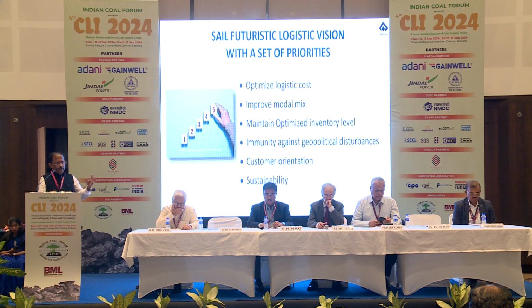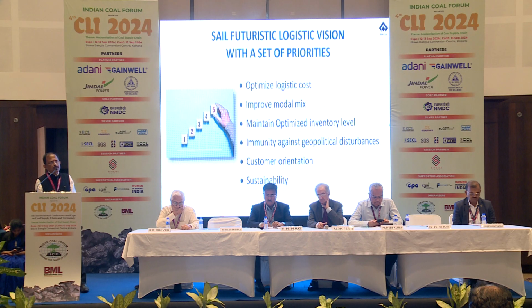Based on the above, SAIL has made a futuristic logistics vision with a set of priorities. What are these priorities? Optimize logistic costs. The cost of logistics in the steel sector is quite high, in the range of 16 to 18%. We have to bring it down to be competitive with overseas players, because the steel industry is very competitive. Many players are there, both indigenous and overseas manufacturers.